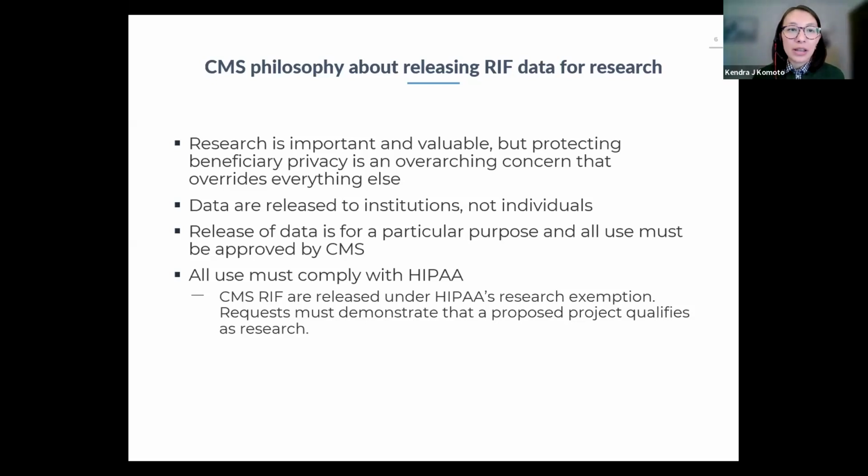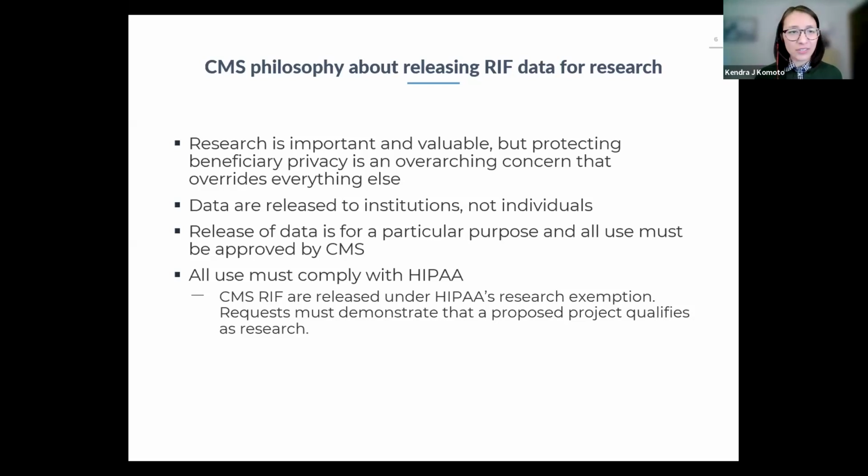Some other things to understand include that the data are released to institutions or organizations, so it's not going to a specific individual or principal investigator; the agreements are between an organization and CMS. And the data are released for a specific purpose that's subject to CMS approval, and that purpose must be research. Because these are identifiable data, they're subject to HIPAA and other federal regulations, and CMS RIF are released under a research release provision. So requests have to demonstrate that a proposed project qualifies as research.